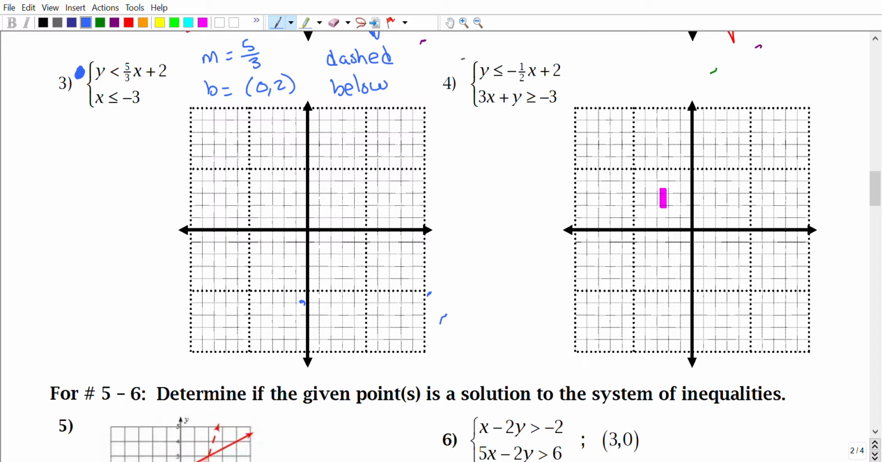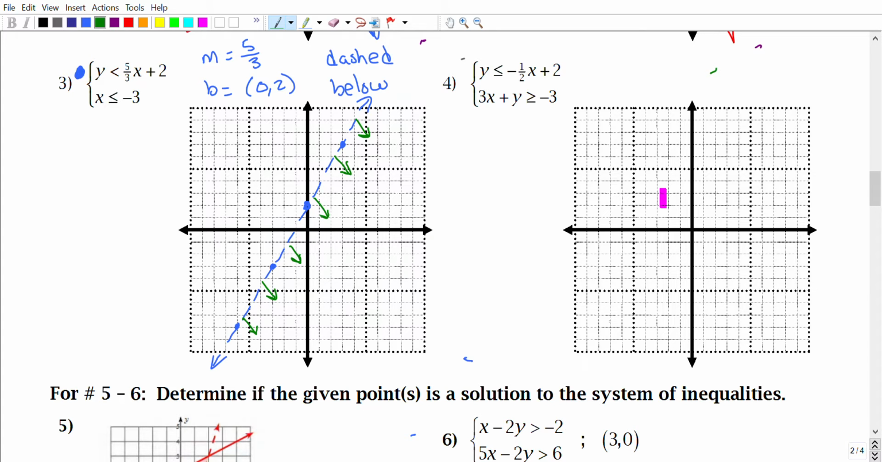So notice how we're getting a little faster at doing this, guys. All right, so let's go ahead and graph it. 0, 2, up 5, right 3. Or the exact opposite, which is down 5, left 3. Okay? All right, so let's go ahead and connect those. But remember, this is a dash line. We know we had to shade below on that one, so let's go ahead and take my green marker here. I'm going to do a few arrows showing that I'm going to have to shade below.